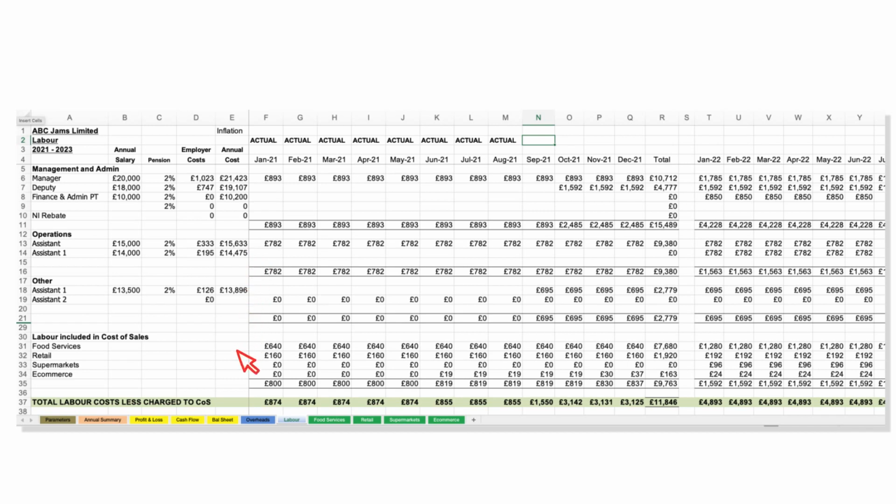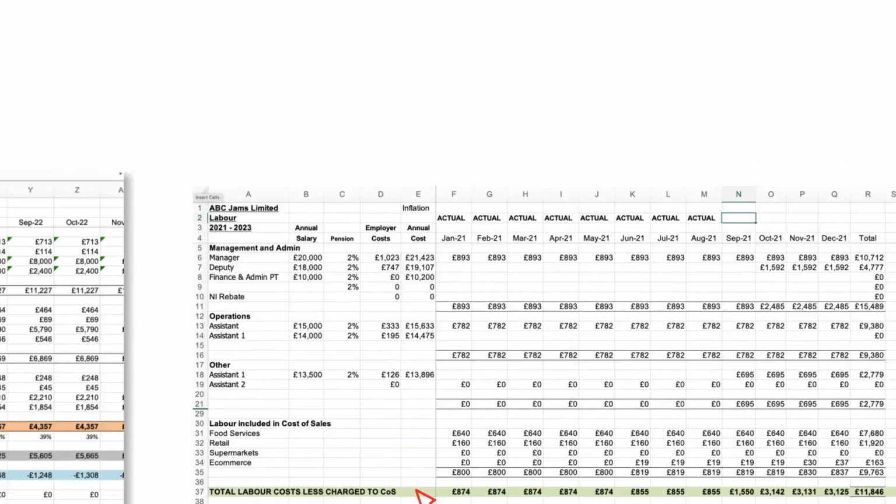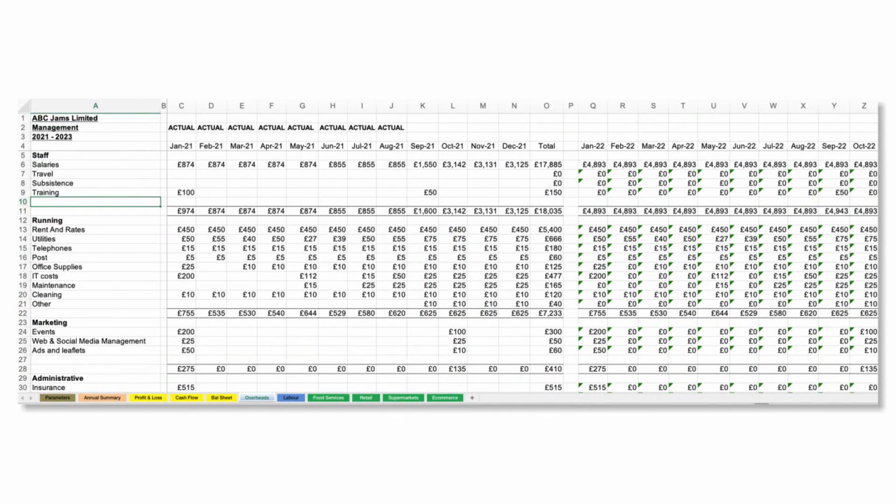So the line in green shows the total labour costs less those already allocated to the cost of sales. And this is the figure that was brought into the overhead tab. We then go to the overhead tab and we can see the salaries line at the top. And then lower down, we can see the usual overheads, so rent, rates, and printing.